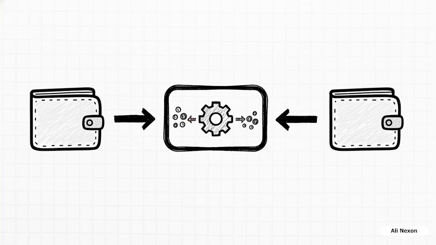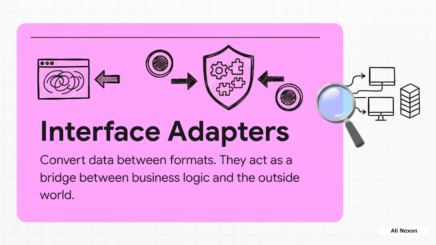It would enforce all the rules for how that transfer has to work. It knows about the entities inside of it, but it still knows absolutely nothing about the web or the database or any other external tool. It just defines the workflow. That's it. Now we get to the really clever bit, the translators.